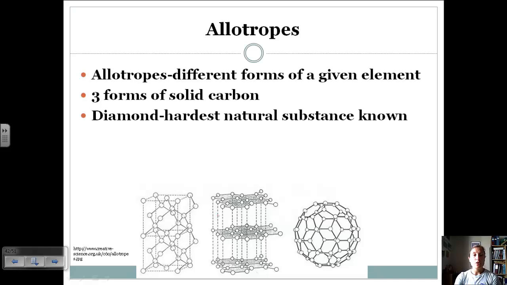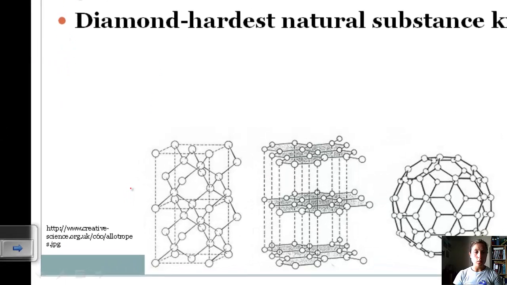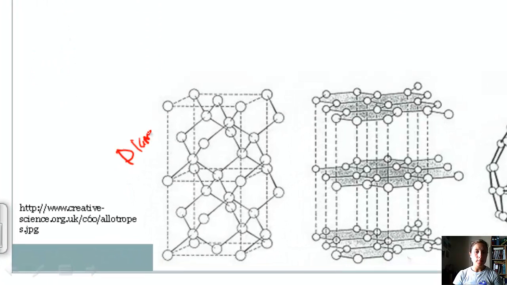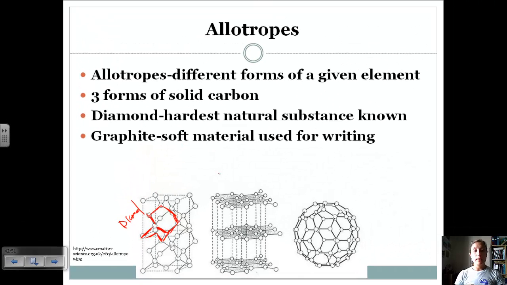Okay, so the first allotrope of carbon is diamond. Diamond is the hardest natural substance known to man. It's clear and crystal in structure. So this is diamond, and if you look, you can see that the way the carbon atoms are bonded, it's forming this very stable, hard crystalline structure. So there isn't going to be a lot of movement there. It's really solid.